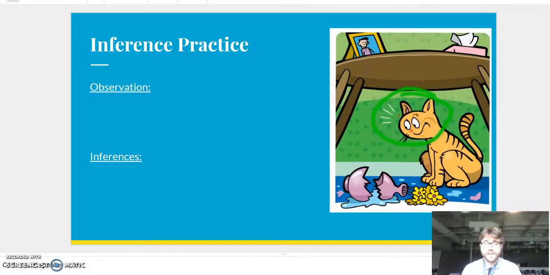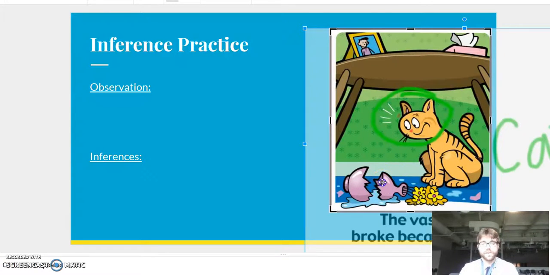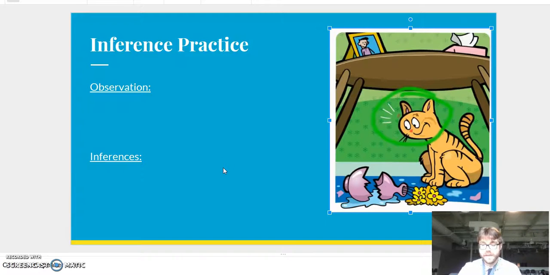So, for example, when we looked at this picture of a cat, a lot of you guys observed, oh, there is an orange cat under a table, and that cat is next to a broken flower vase. Those are observations. Now, an inference for this picture could be, oh, that cat broke the vase. That would be an inference. It would be a guess about something that's happening right now. I'm guessing the cat broke the vase based off my observation that the cat is standing right next to it.